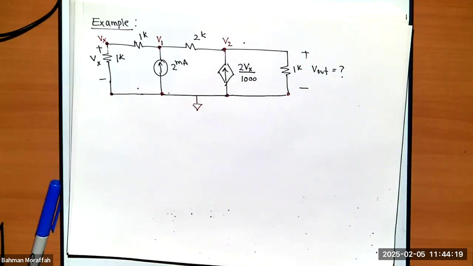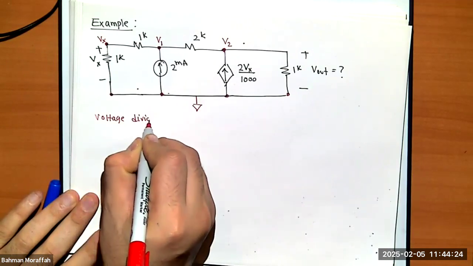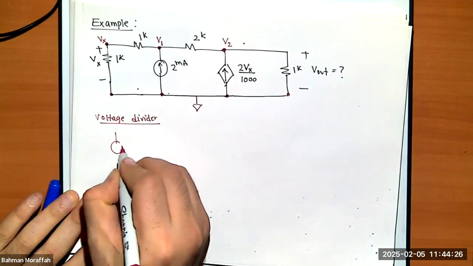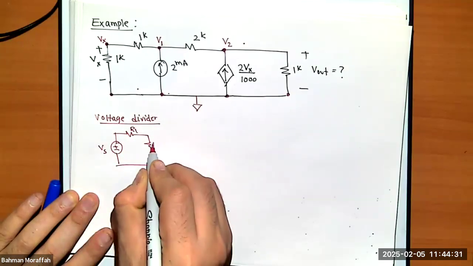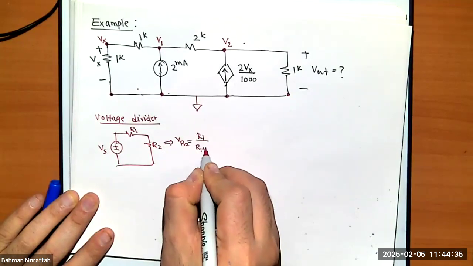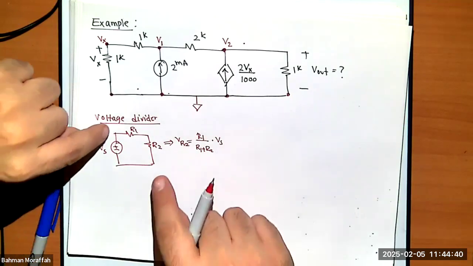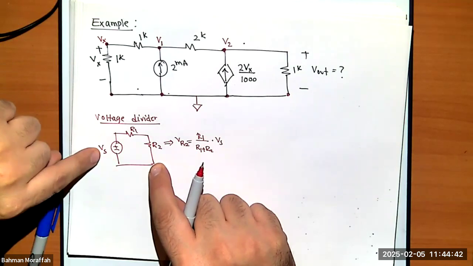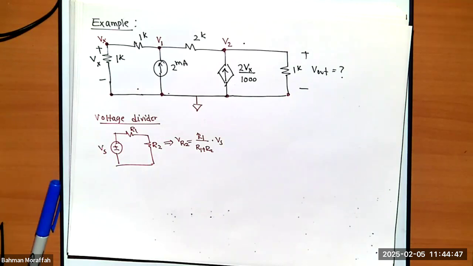Remember what voltage divider was saying? Voltage divider was telling us if I have a source Vs followed by R1 and R2, then voltage across R2 is R2 divided by R1 plus R2 times Vs. So what it tells me is that voltage across R1 and R2 is Vs. And then I can find voltage across R2 in terms of voltage across both of them. That's exactly what it says over here.